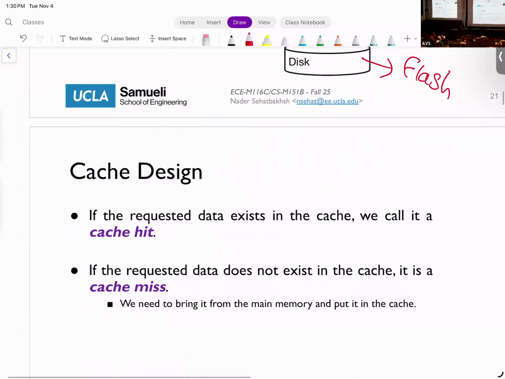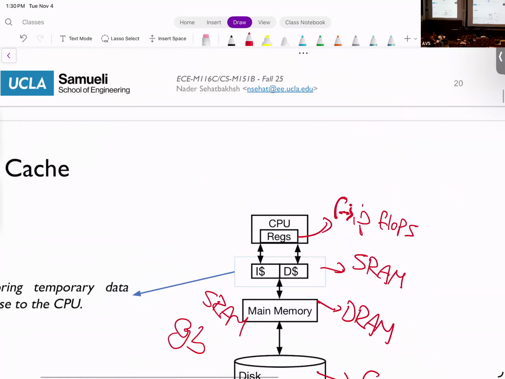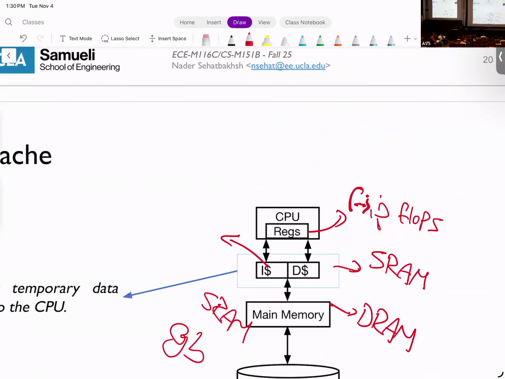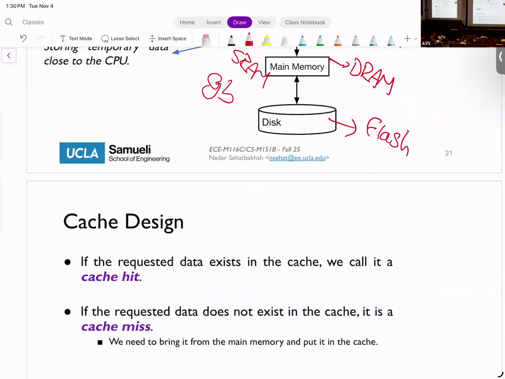So this is the principle of caches. Some people use the dollar sign symbol to show it's a cache. So just keep in mind that this is what we usually show.